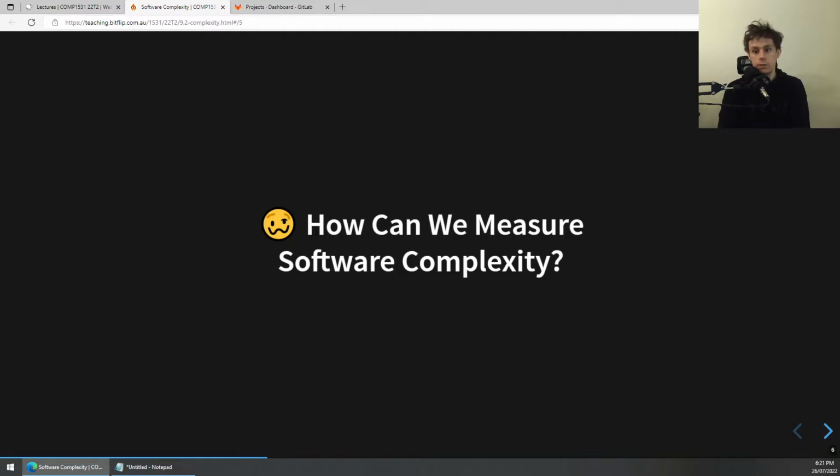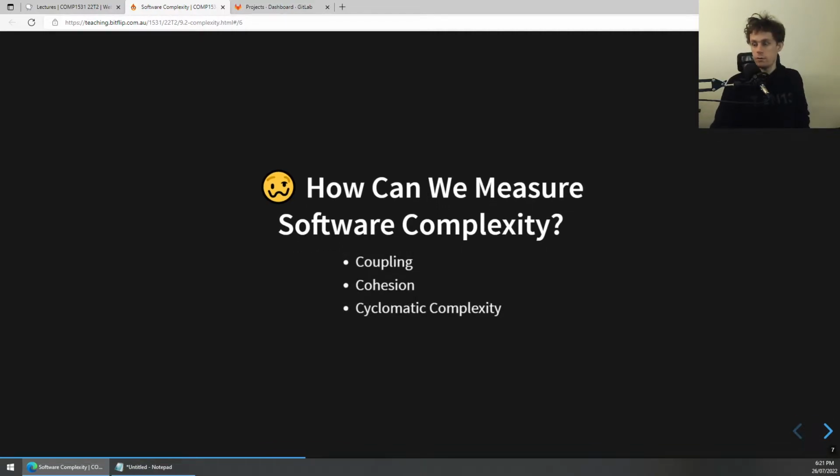How do we measure software complexity though? We kind of understand what it is. We've talked about how you can kind of measure it. We haven't said that you can necessarily measure or distinguish between accidental and essential complexity, but we can still try and measure it broadly. So there are three ways we're going to look at. The first one is the degree to which the software is coupled. We're going to look at the degree to which software is cohesive, and then we're going to look at the cyclomatic complexity of our software as well.